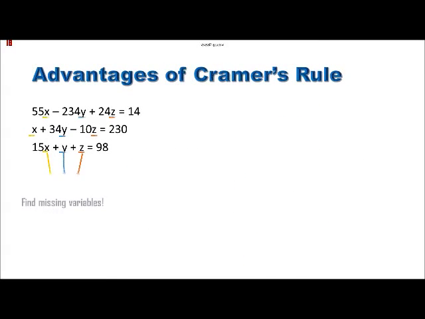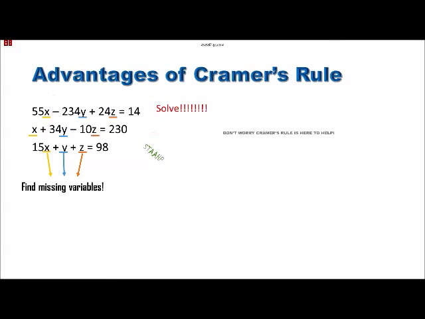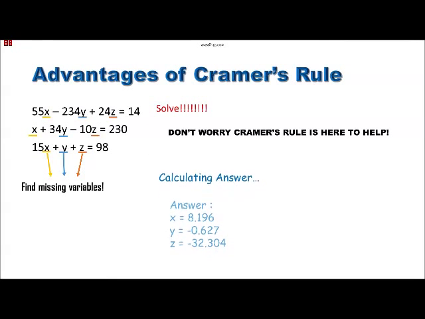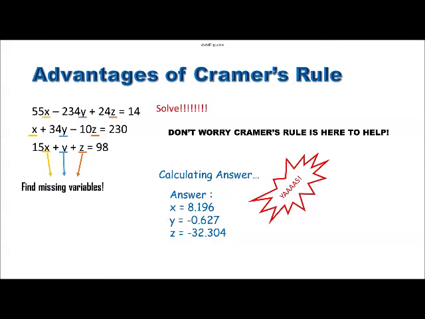The mathematical advantage of Cramer's Rule is being able to solve complex systems of linear equations, like the one present, with ease. It is a fast, easier way compared to other methods. And just like that, we have our answer.